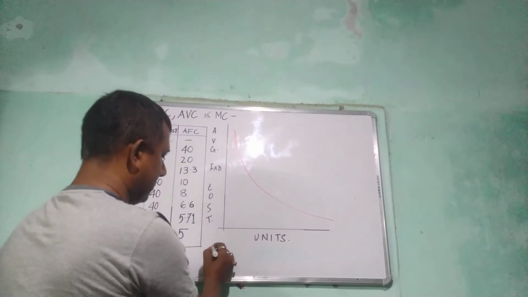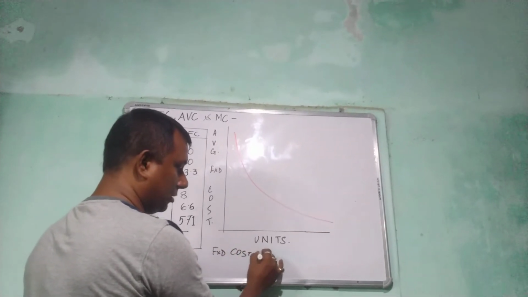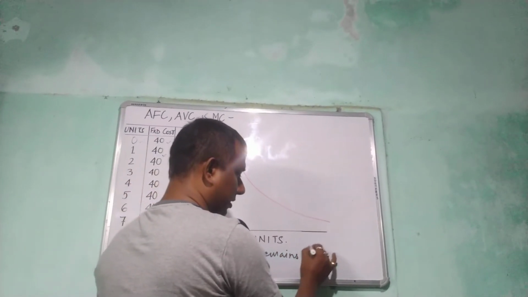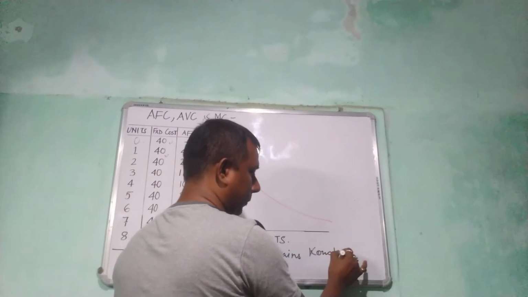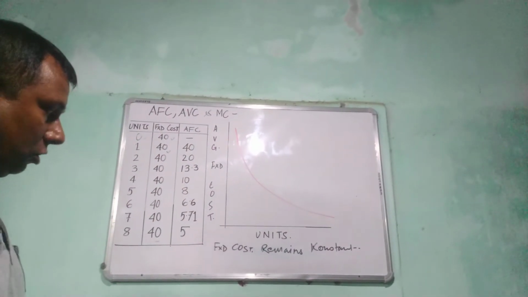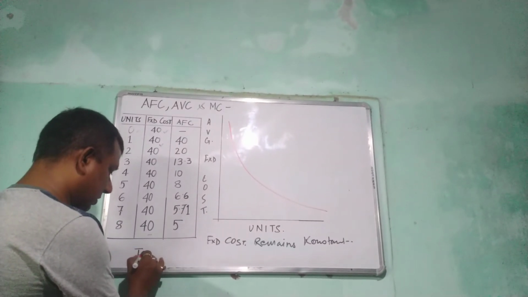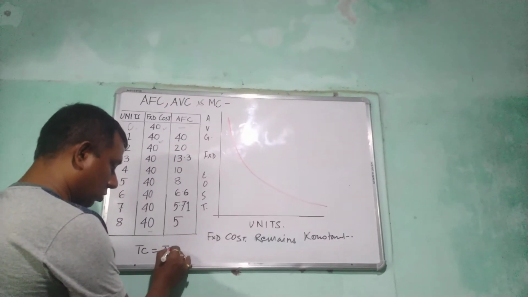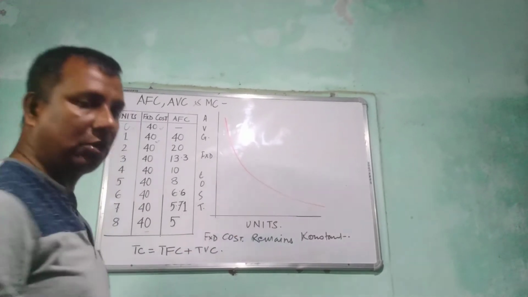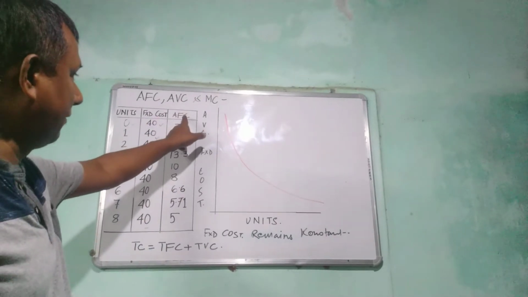As the production increases, the fixed cost remains constant. This is one of the things which you have to keep in mind: the fixed cost remains constant. We also know that the total cost is equal to TFC plus TVC. You already know this equation. Now today we are going to deal with average fixed cost.